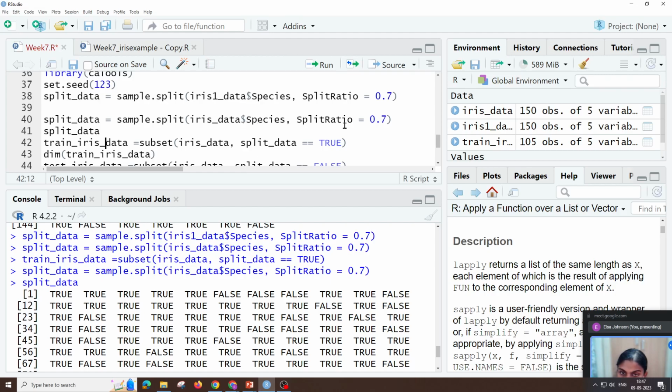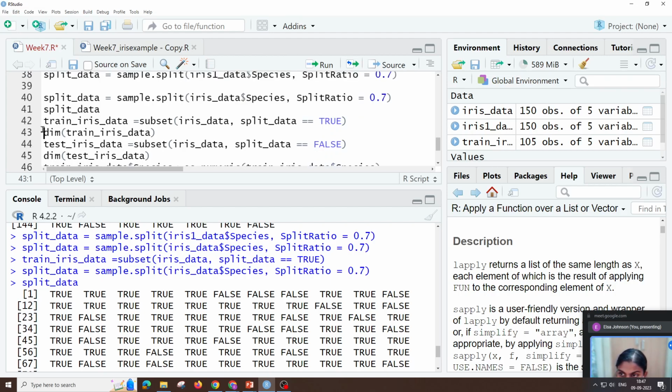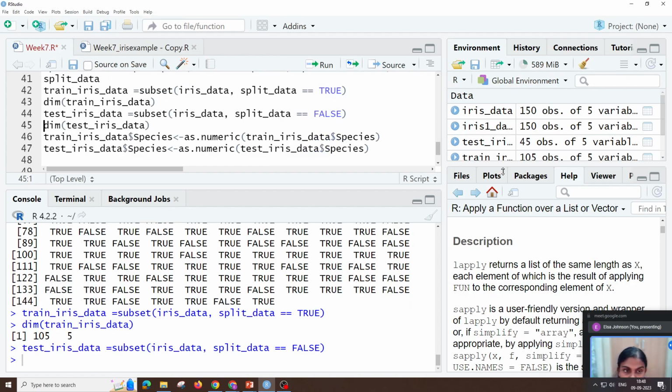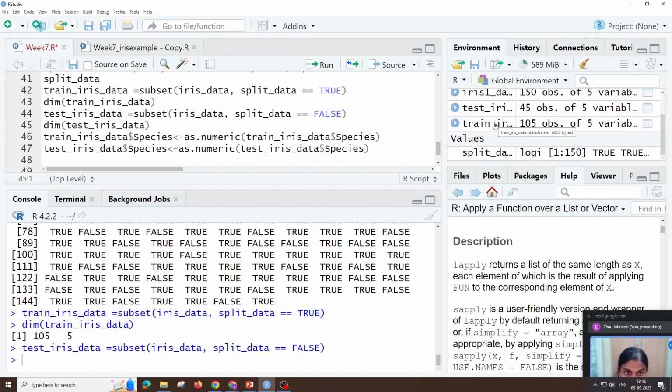So it has split like that. Wherever true has come, it is in train. Now we'll just see the dimension, but already you can look here as it's showing 105 observations, and 5 columns also. Now again we will see it has randomly split true and false for the different rows, right? So wherever false is there, we will give to the test set.